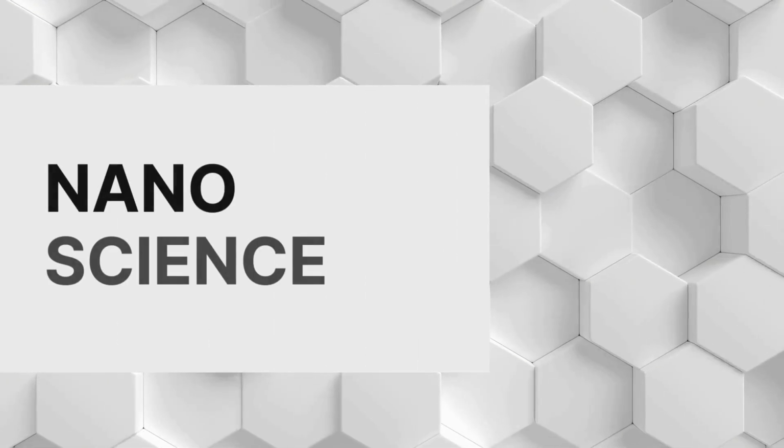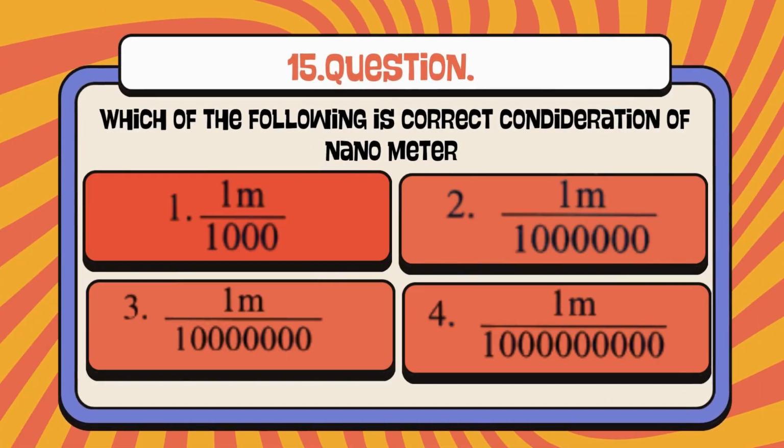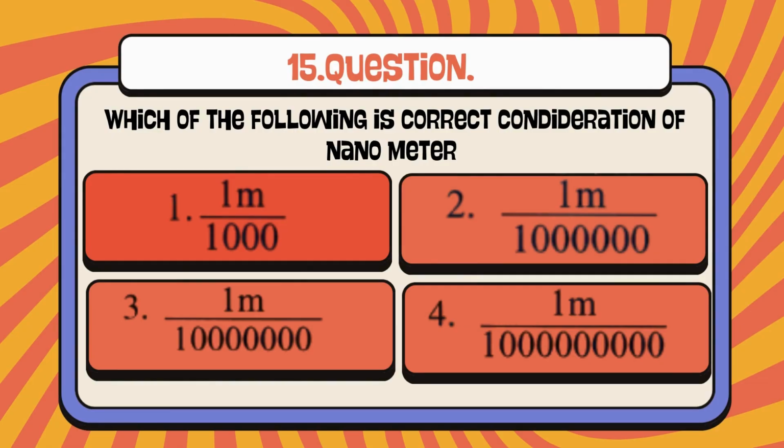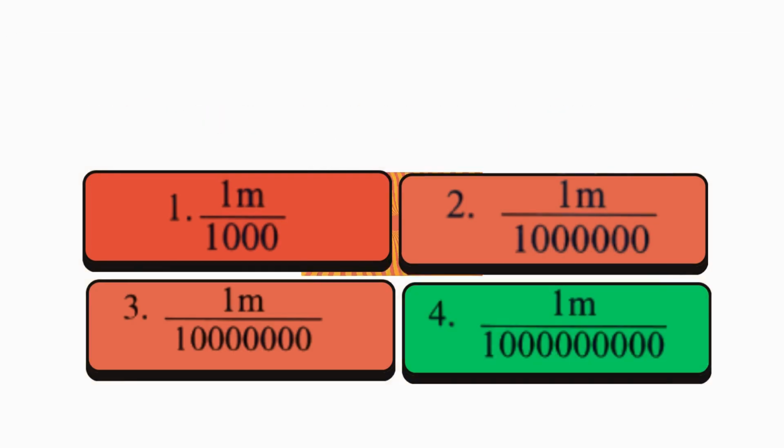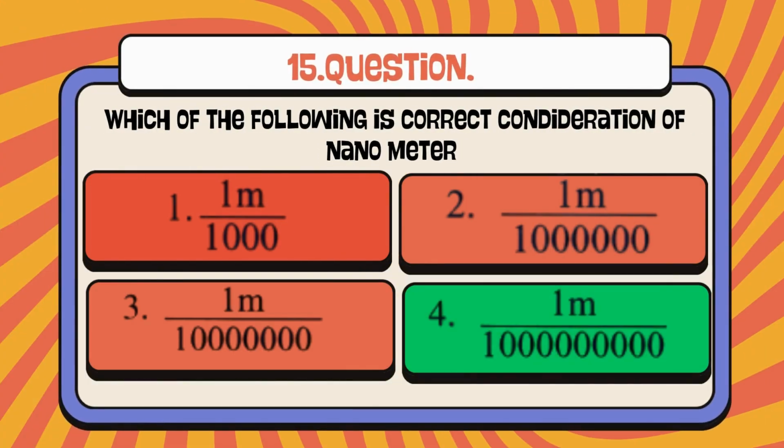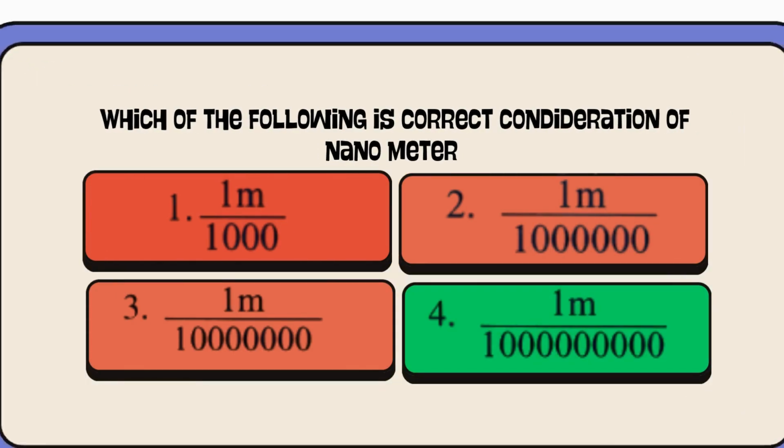Question 16. Nanoscience. Question: Which of the following is the correct consideration of a nanometer? Answer 4. 1 nanometer is 1 billionth of a meter.